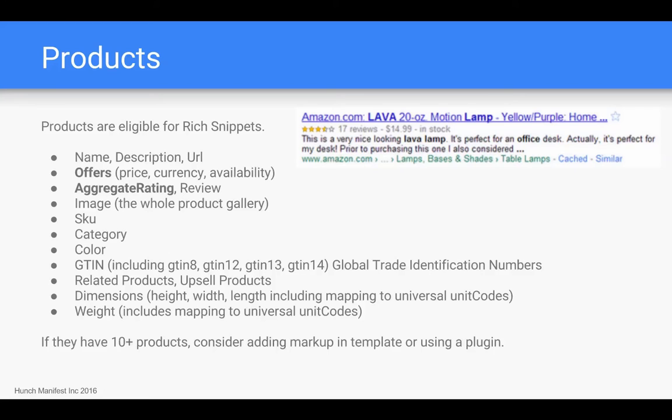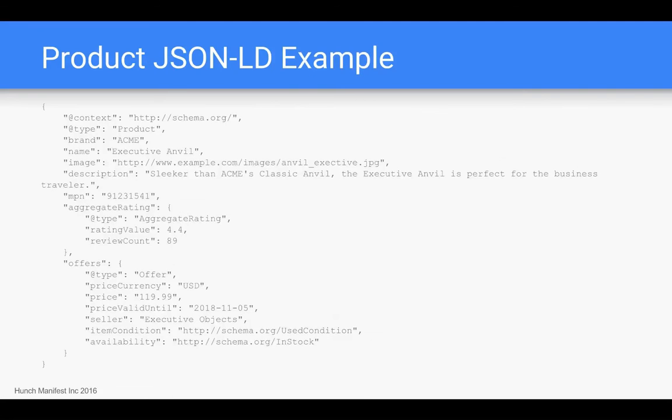If you have 10 or more products, consider adding the markup to the template or using a plugin. In other words, if you're running a larger e-commerce company, you can often solve this type of schema markup with a plugin or by editing your templates. And the more information you provide for your products, the better, because each one of these things provides better context and information for Google to match up the products with the query intent of the users.